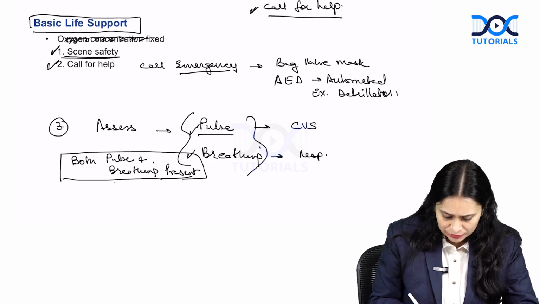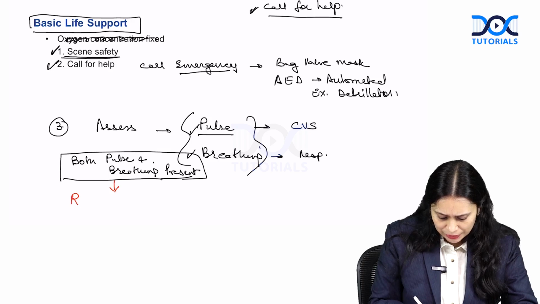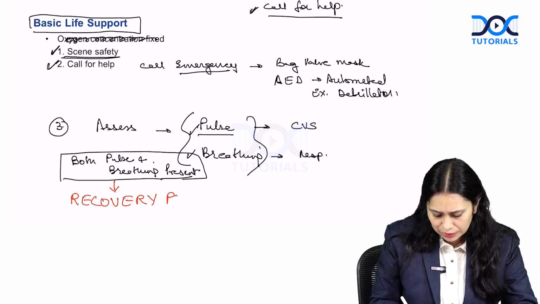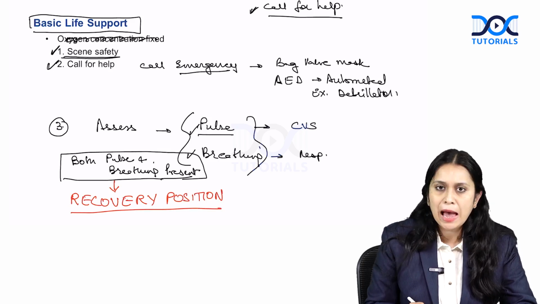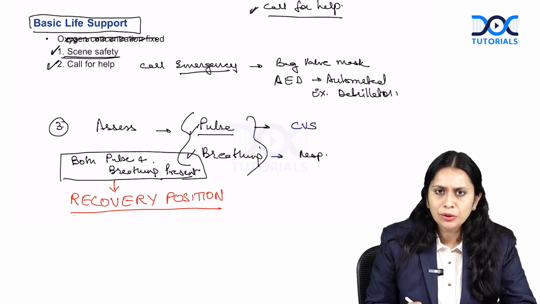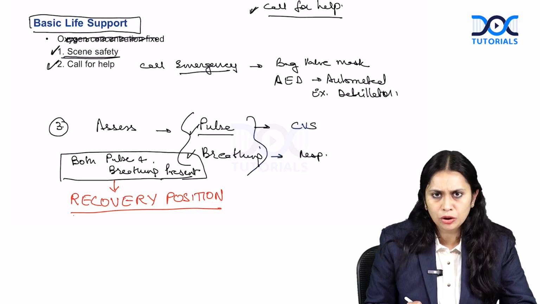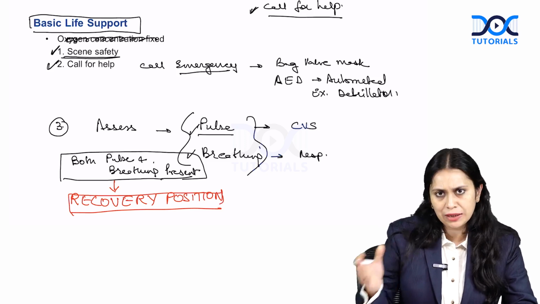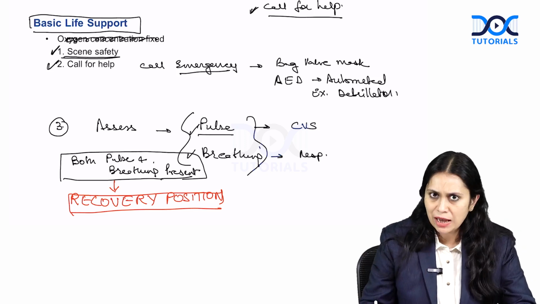So here, what is the intervention we do? We put the person in the recovery position, that is, the lateral position, and wait for the ambulance to come if I am outside the hospital. In hospital, I try to assess why the person has become unconscious by further evaluation. So we use the recovery position, the lateral position, to prevent aspiration.